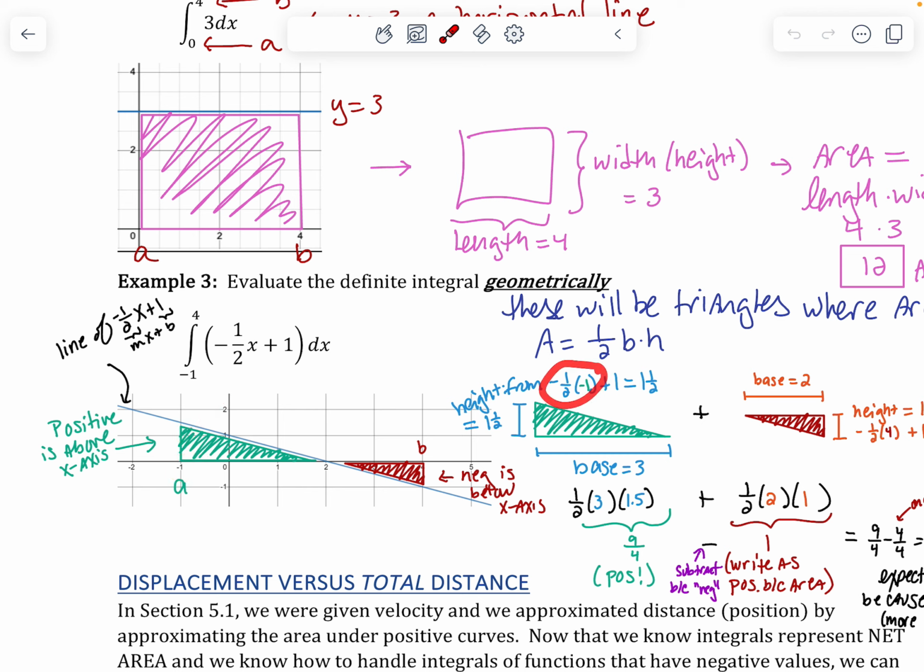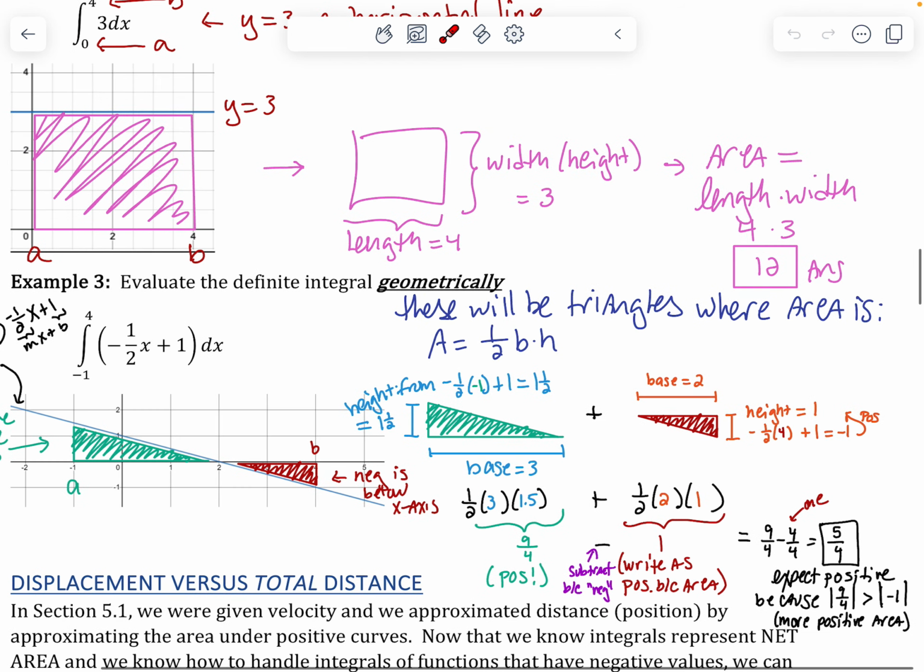So I've got -1/2 times -1 plus 1, and it becomes +1/2. So the area of the first triangle is 1/2 the base of 3 times the height of 1/2, which is 9/4, and I got a positive number, which I was expecting. Now I've put in a plus for the next triangle, but we'll talk about that in a moment.